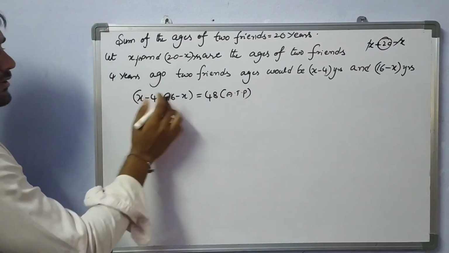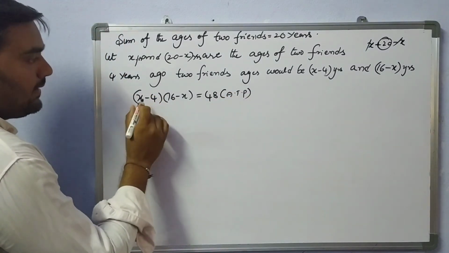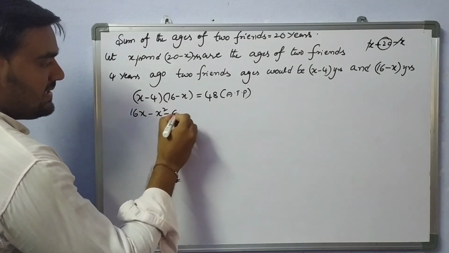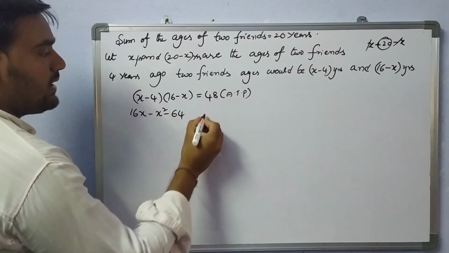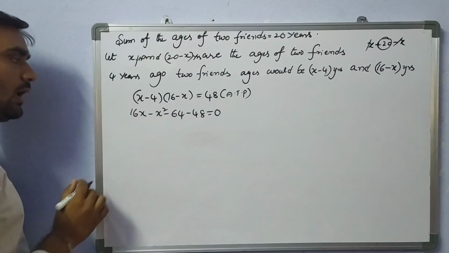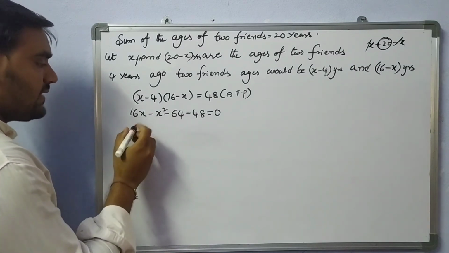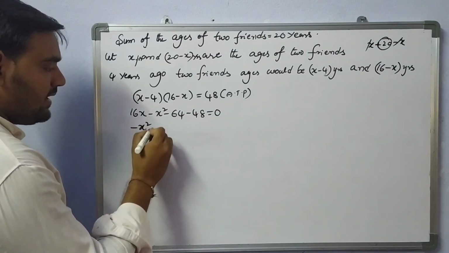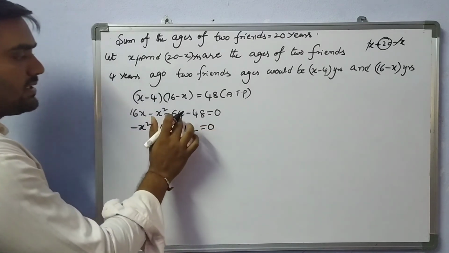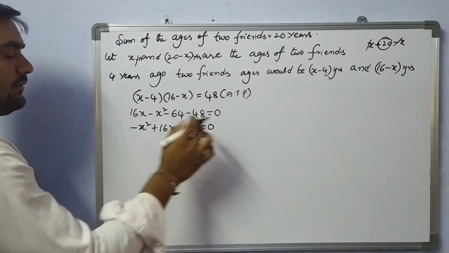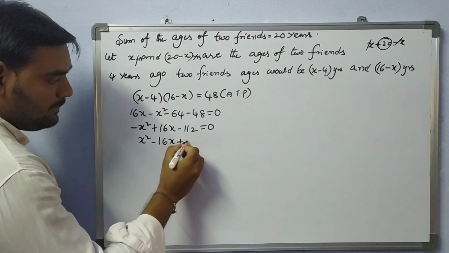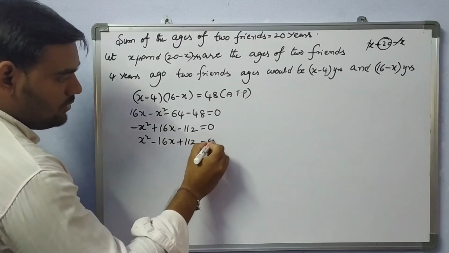Now x into 16, 16x minus x square, minus 4 into 16, minus 64, minus 4 times minus x, plus 4x, is equal to 48. Then minus x square plus 20x minus 64 minus 48 is equal to 0. So we can write this as minus x square plus 16x minus 112 is equal to 0. 64 and 48, we need to add and keep the sign. Next, x square minus 16x plus 112 is equal to 0.